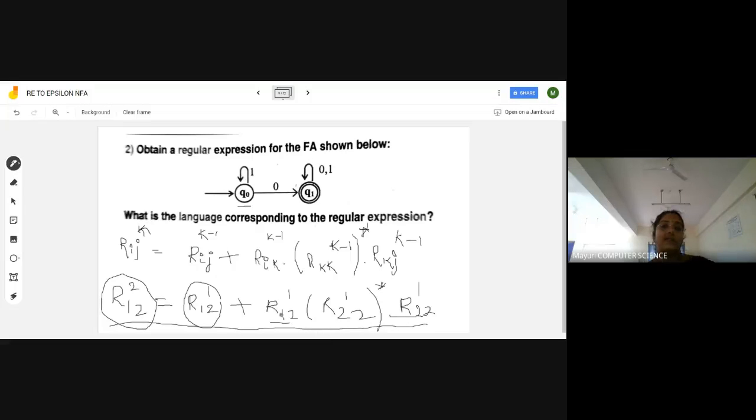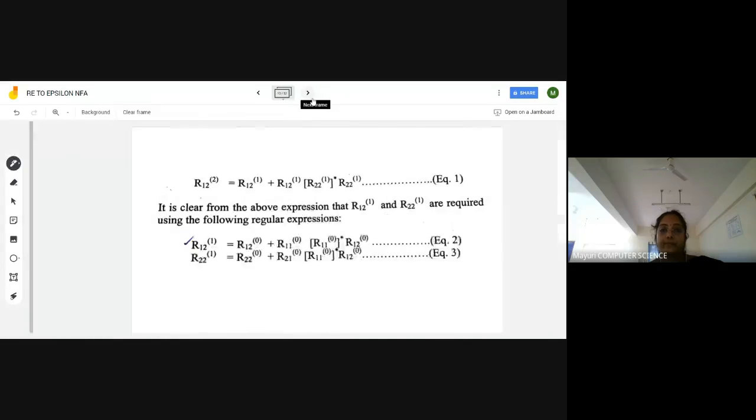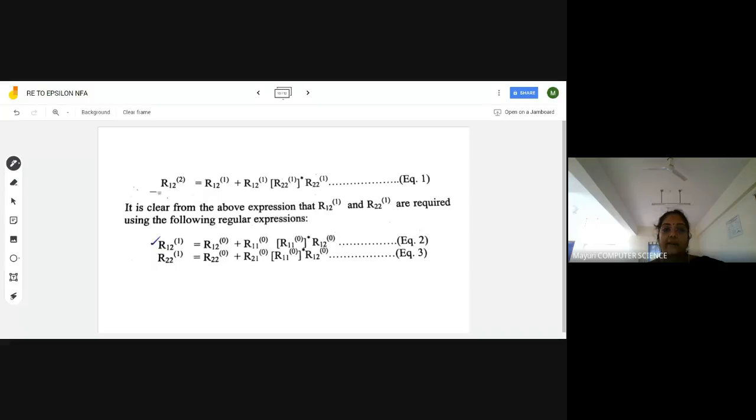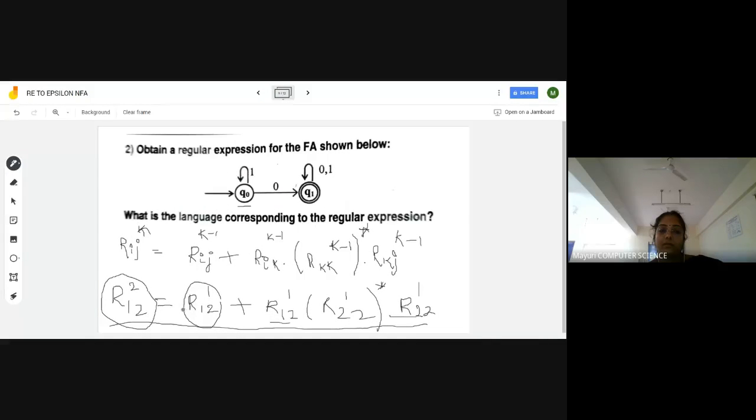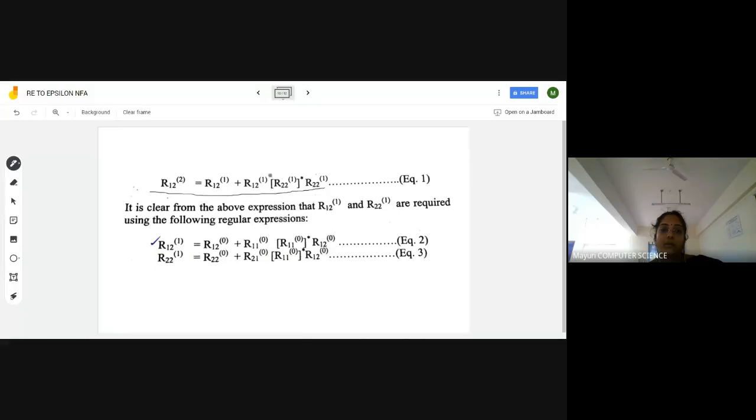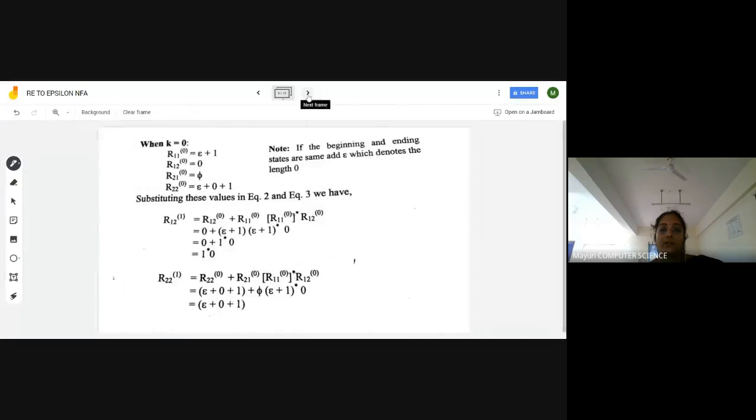First, complete the basis, and then the induction. Why induction? Because the k value is given here, the power value, you see, k is existing. First, go with the basis. Then we will commit here. So that is what they have written here. You could see that. What is that? R_12^2, no? R_12^1 plus R_12^1 into R_22^1, R_22^1. The same thing.